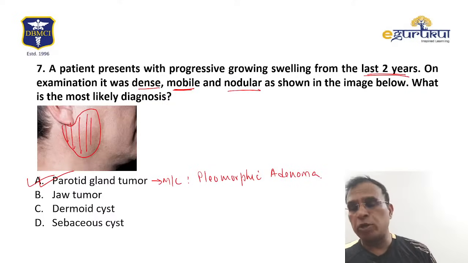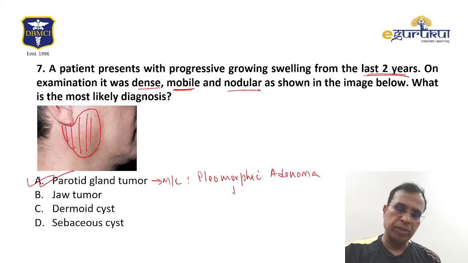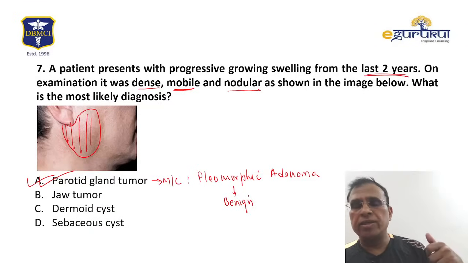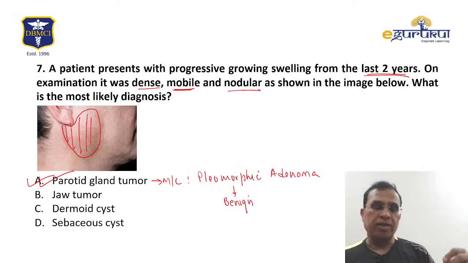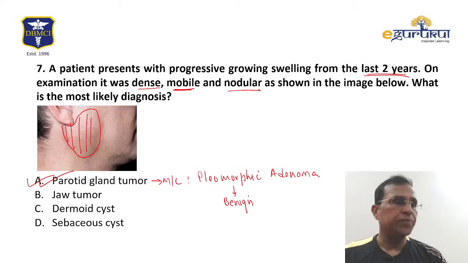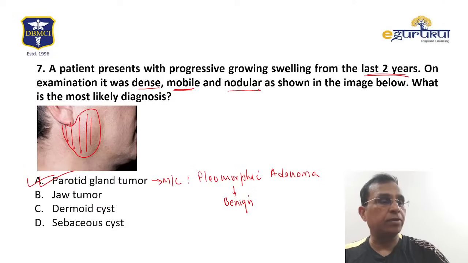And usually pleomorphic adenoma is a benign tumor, and that's why it is a slow growing swelling. Usually it does not cause pain, that is very uncommon in this case, and also facial nerve involvement is very uncommon. So that's why there is no mention of pain, there is no mention of facial nerve palsy in these patients.